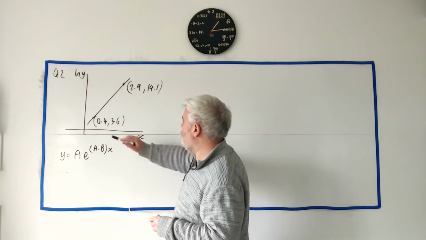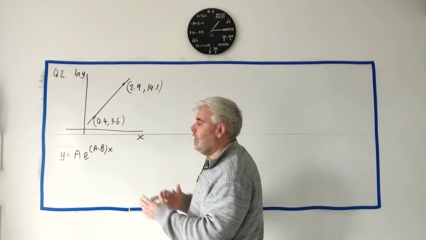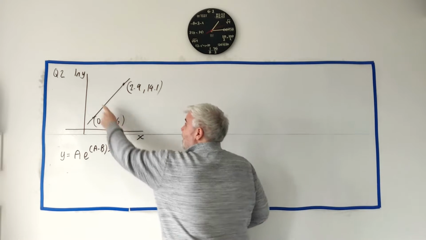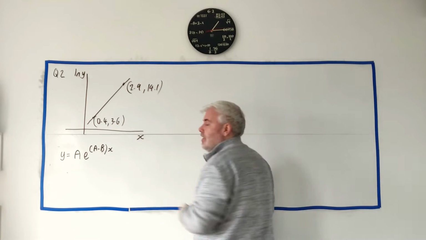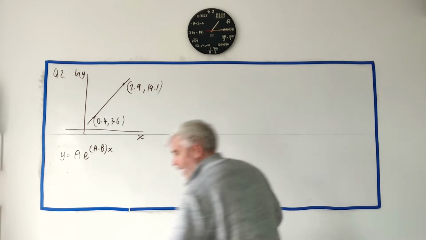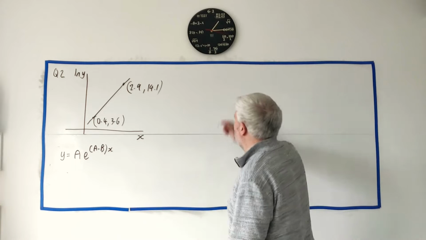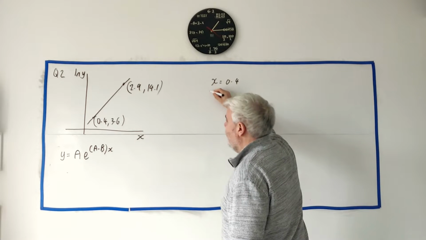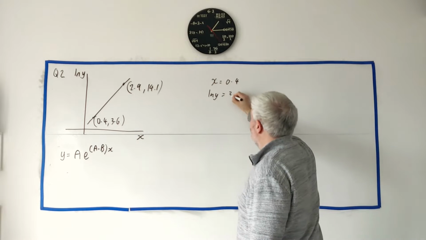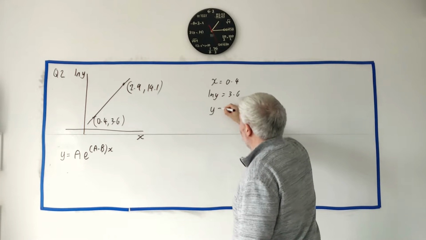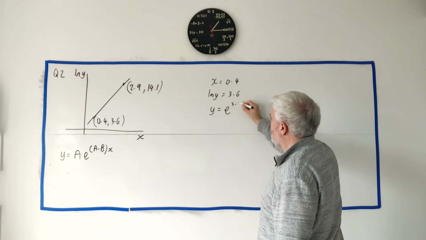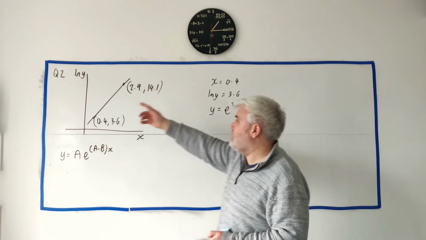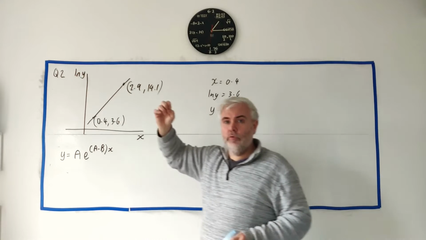Simply, they tell you x is equal to 0.4 and natural log y is equal to 3.6. Let me write that out here. X is equal to 0.4 and natural log y is equal to 3.6. That means y is equal to e to the 3.6. I should have mentioned, this is the first thing you need to be careful of.